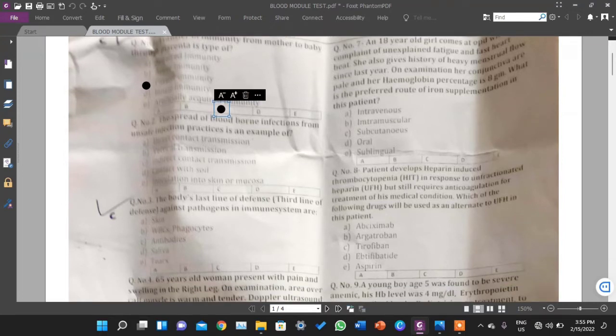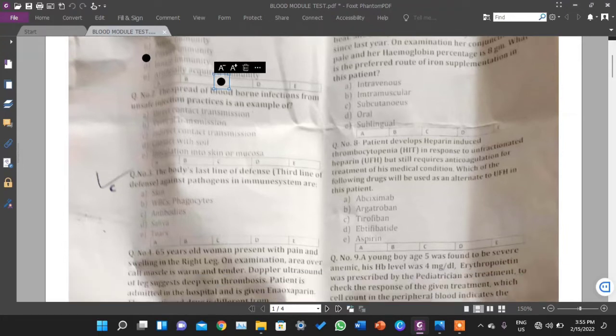The spread of blood-borne infection from unsafe injection practices is an example of direct contact transmission, vertical transmission, indirect contact transmission, contact with soil, or inoculation into skin or mucosa. Since this is from unsafe injection practices, this is going to be indirect contact transmission. So C is going to be the correct answer.